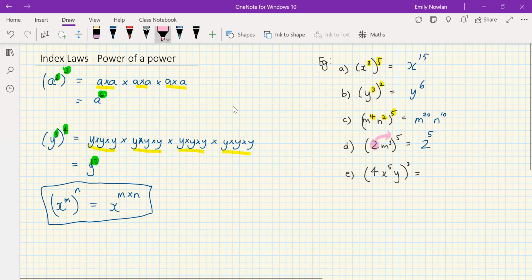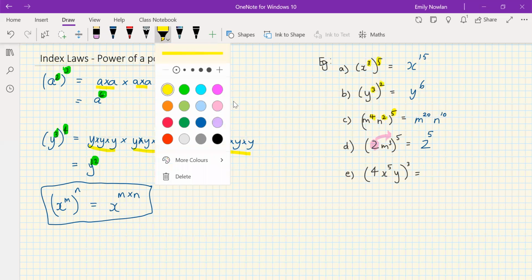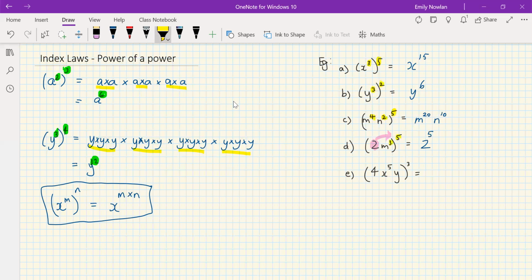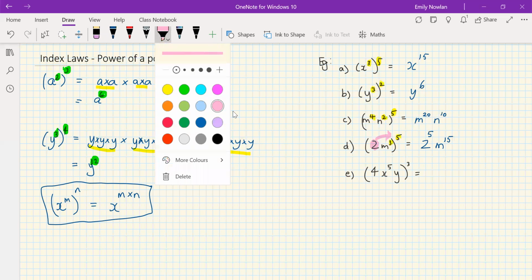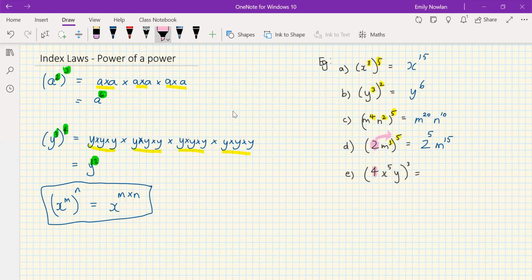Now, I can have a look at my bases. I've got a power of 3 and a power of 5. So that is m to the power of 15. Okay, last one. I've got a number. Don't forget to treat my number here. So 4 to the power of 3.